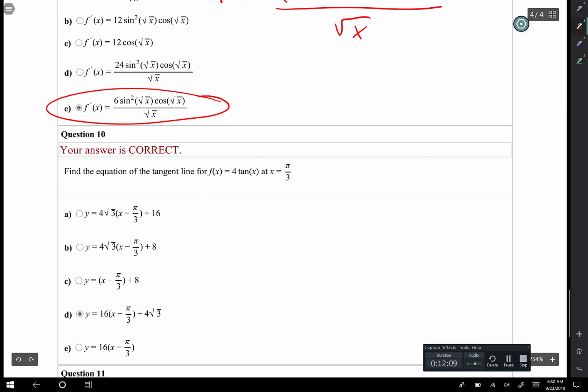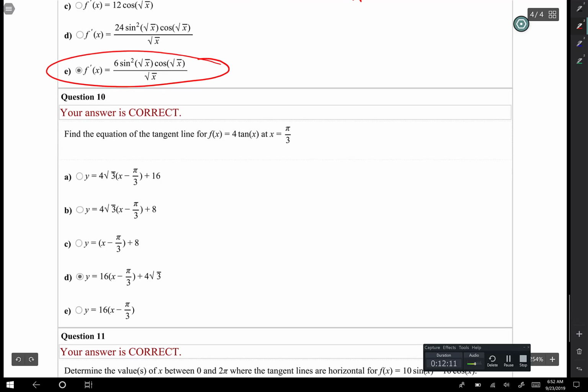Alright, let's keep going. Find the equation of the tangent line for 4 tan x at x equals pi over 3. So for a tangent line, you need a point. So let's plug in: y equals 4 tan of pi over 3. So let's see, 4 and then tan of pi over 3, guys.